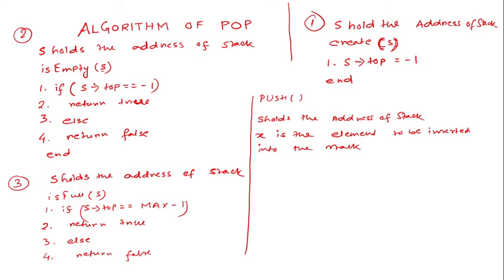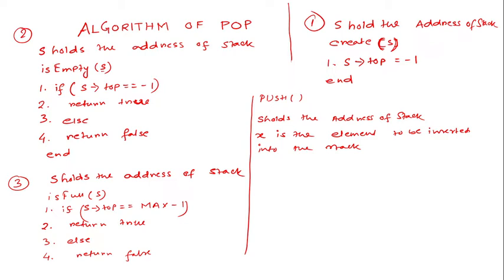Okay, so X is the element you want to store in the stack. That means whatever the variable name you are using inside the algorithm, you need to write down the proper description of the variable. That's why I am writing down here that S, here we always use S for stack. So you need to write down that S holds the address of stack. Number 2, X, the element we want to store. So the description of each and every variable should be written down at first. So X is the element to be inserted in the stack.